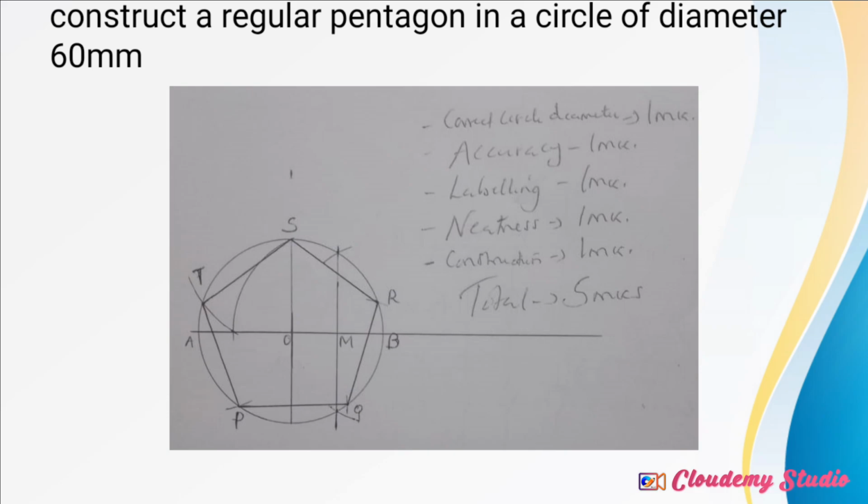So after you do that, it means that ST is your first length of the regular pentagon. So I'll have to mark uniformly around the circle. I'll have to mark 5 times, which forms the 5 points or the 5 sides of the pentagon that are equal. So that will be my resultant figure.